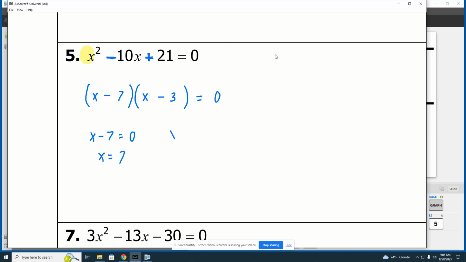So that's a positive 7. Set that x minus 3 equal to 0, and we solve. So that's a positive 3. I promise you this. This is a quadratic. It's open up. It's crossing the x-axis at positive 7 and at positive 3. I guarantee it. Go look at it if you want. I guarantee it's doing that.